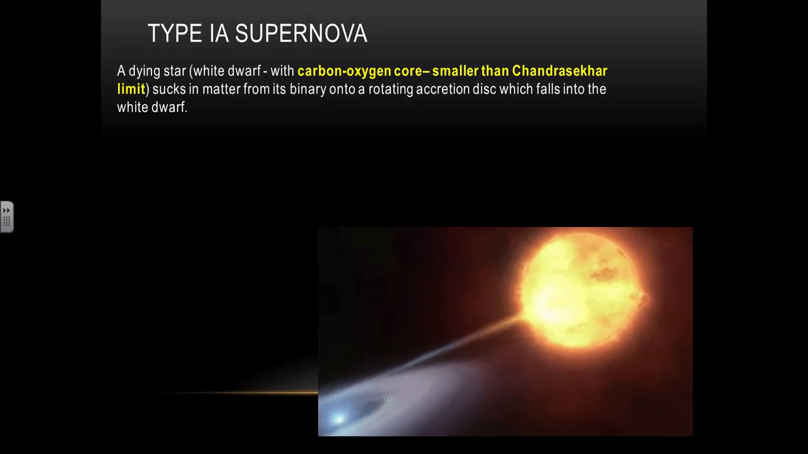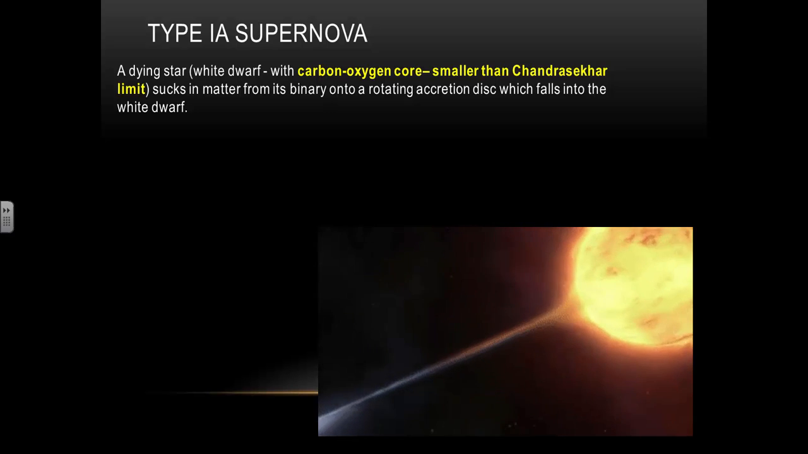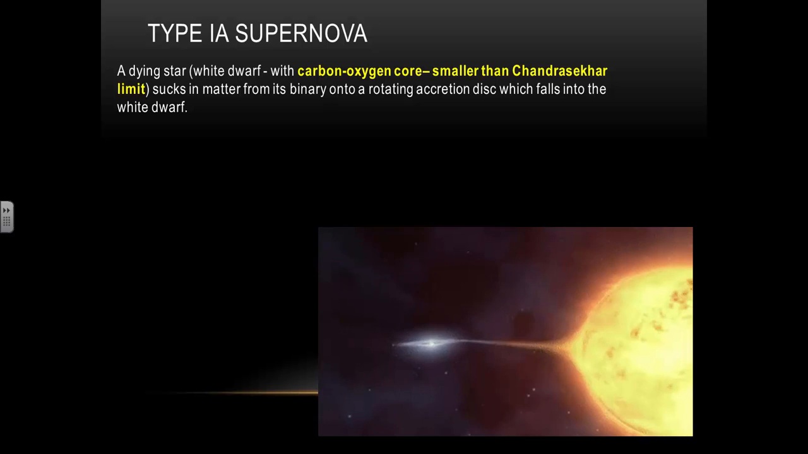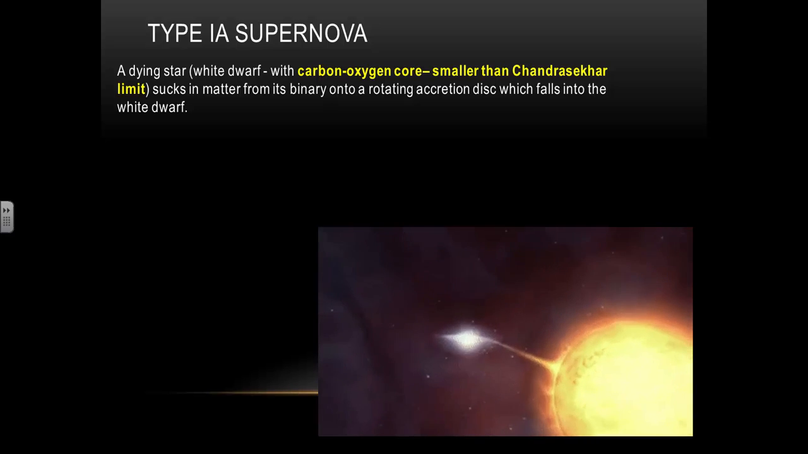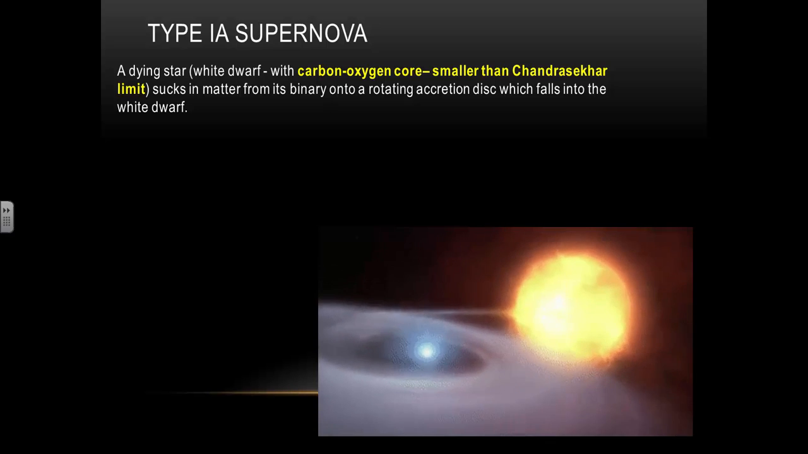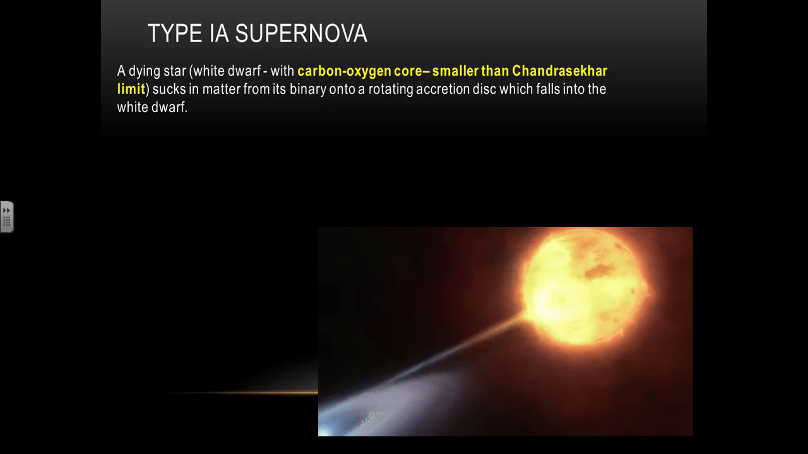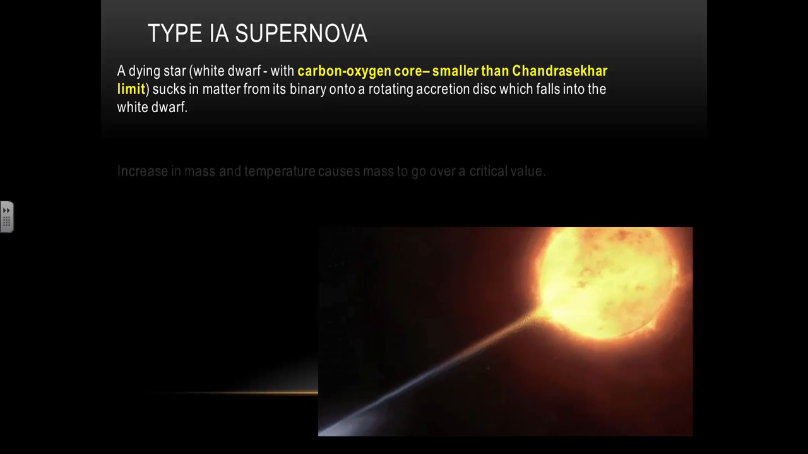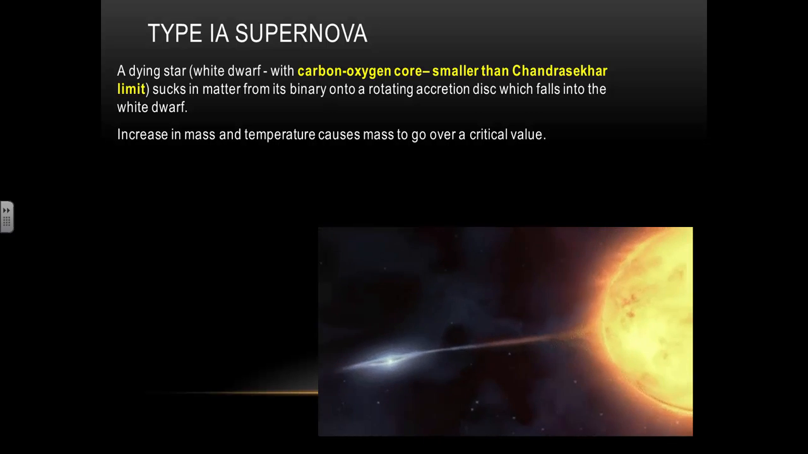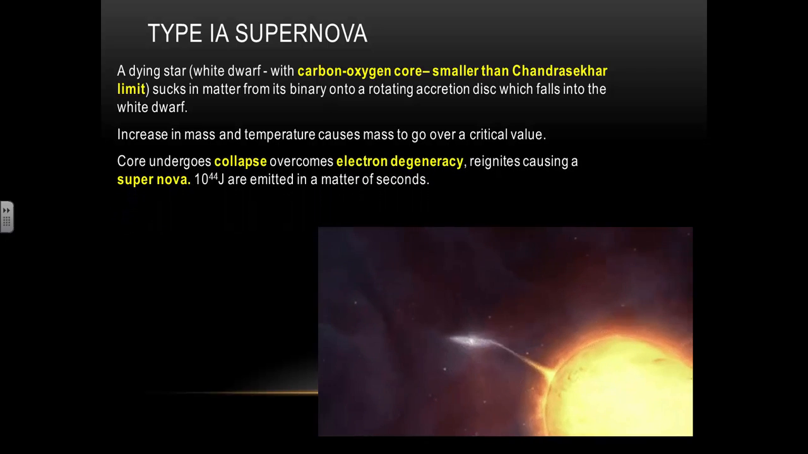So a dying star, what's left of the star, the white dwarf, which is left with a carbon or oxygen core, is actually smaller than the Chandrasekhar limit. Because it's quite massive, it sucks in matter from a binary companion into this rotating accretion disk, which then falls into the white dwarf. But this is going to add some energy, and it's going to add some mass to the white dwarf. This increase in mass and temperature causes the mass to go over the critical value. And then it goes over the Chandrasekhar limit.